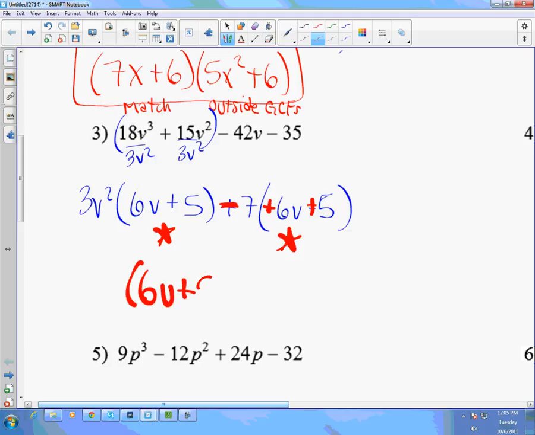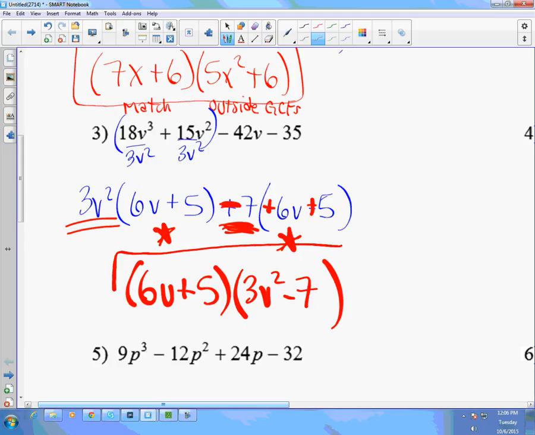I know you guys think it's silly, but you really remember it. 6b plus 5. You can tell me the second factor, Rosie. Minus, what is minus? So the 5 is inside, so this one minus 7? That's the outside, right? 3b squared minus 7, so the matchy, and then the outsides.